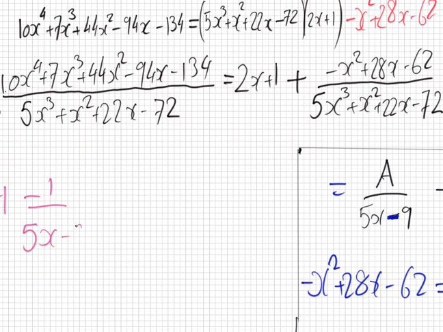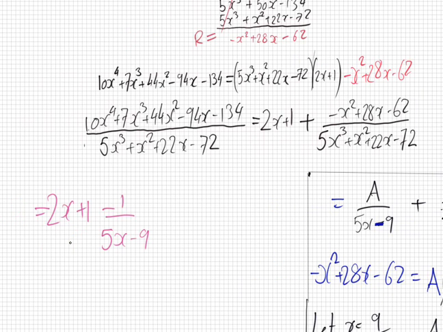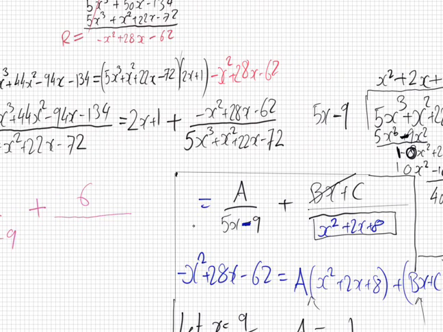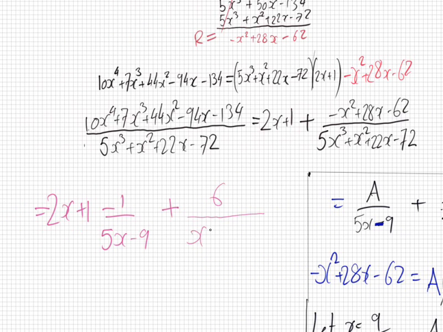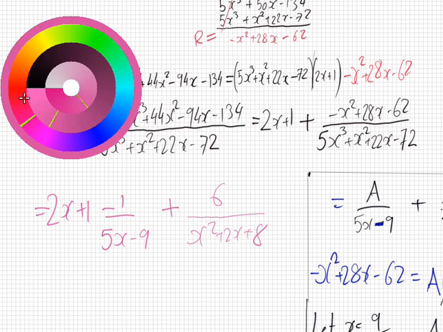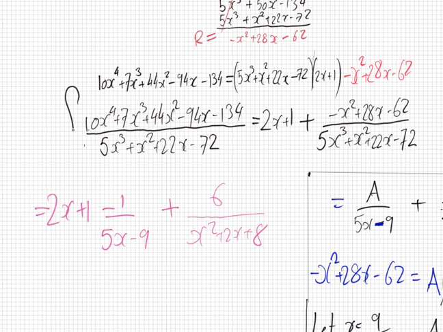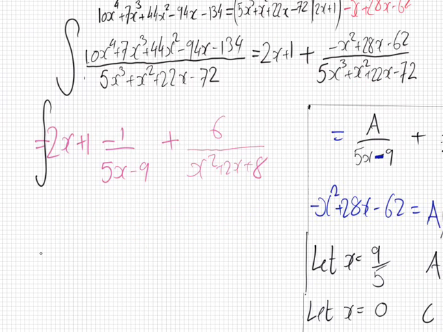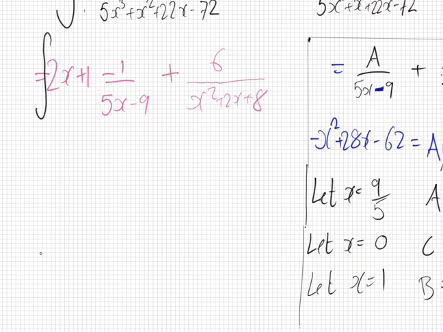Sorry, I'm jumping around here. Let me zoom out a bit. And then plus, what was the c? 6. 6 over the quadratic. What was the quadratic? X squared plus 2x plus 8. Okay. So if you want to integrate this, it's the same as integrating all of this, which isn't actually as difficult as it looks.